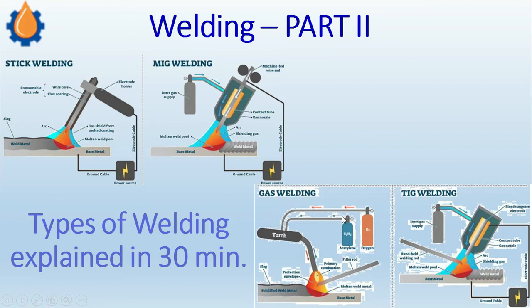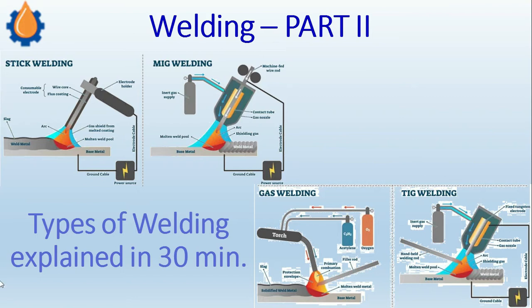Gas welding is never used for pipes or equipment, because we cannot achieve X-ray quality welding when using gas welding. It is popular mostly in the automobile sector, where there is no such requirement of X-ray quality welding.